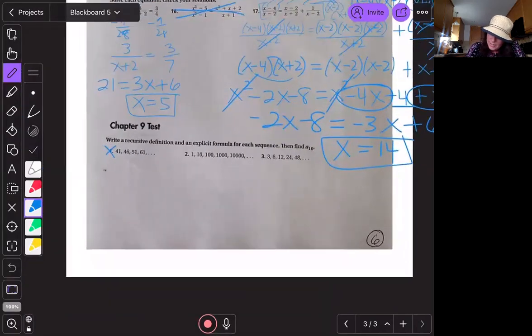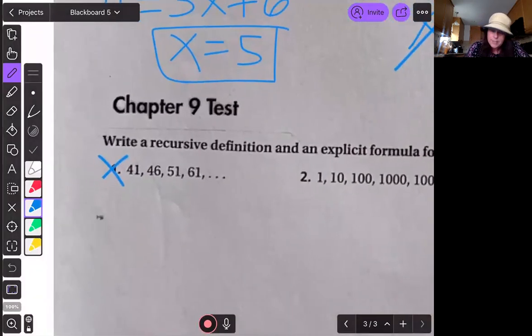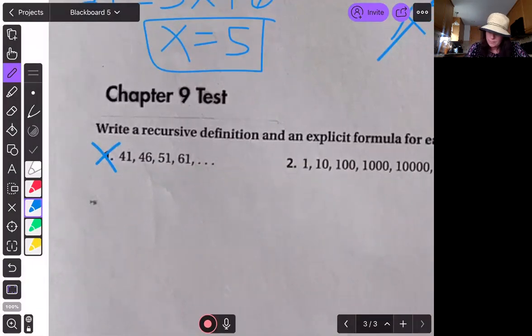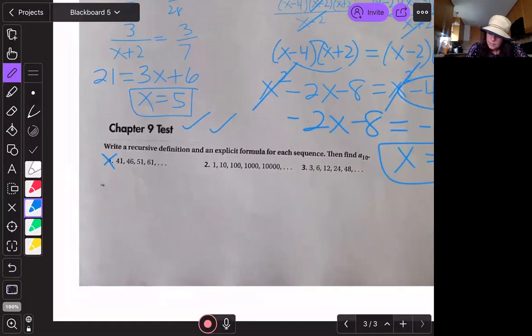All right, last three. Hope you stayed with me this whole time, and then you're headed to the beach. The reason why I took out this one is because, first of all, chapter 9 was all about arithmetic and geometric series and sequences. And this one says to write a recursive and an explicit for each of these. This one looked okay at first. It was increasing by 5 until here it jumped to increasing by 10. So you actually can't write an explicit formula for that one.